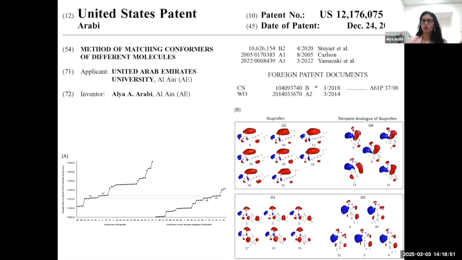In the second patent, what we have is we moved from classifying conformers of one molecule to classifying conformers of two molecules, and per cluster of conformers.